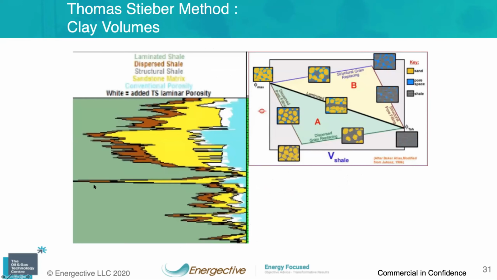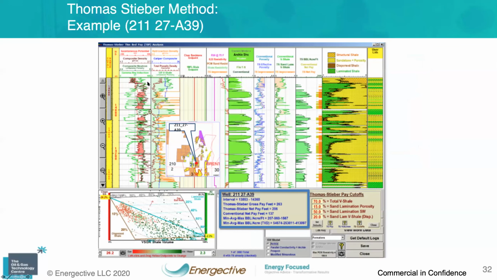So what we get out of this is it's basically a set of curves like this. So we get conventional porosity, then we get sandstone matrix, then we get dispersed shales and laminated shales. So the white in here is the added Thomas Steiber laminated porosities. And that's what we're identifying. So here's just a typical display coming out of what we look at in QC.